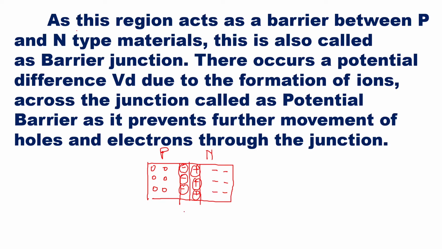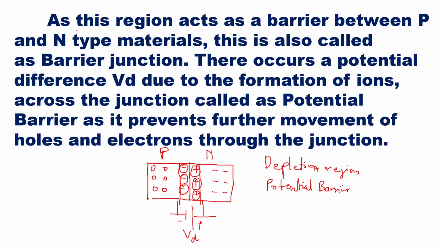So there occurs a potential difference. As I've told you earlier, there occurs a potential difference here, positive, negative and positive. You can take it as VD. This will be the potential difference due to the formation of ions across the junction, which is also called the potential barrier. So we have this region named the depletion region, and in the depletion region, whatever electric field we have will have a potential difference due to the formation of ions, and that will be called the potential barrier, or it is also called the barrier potential.